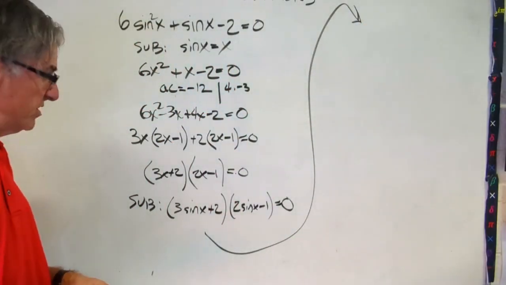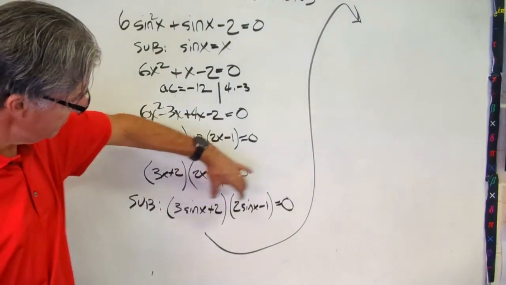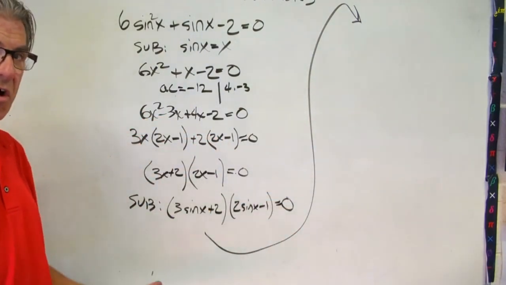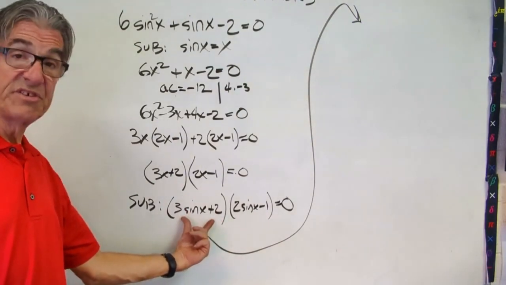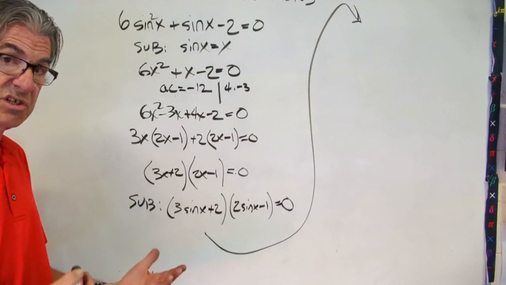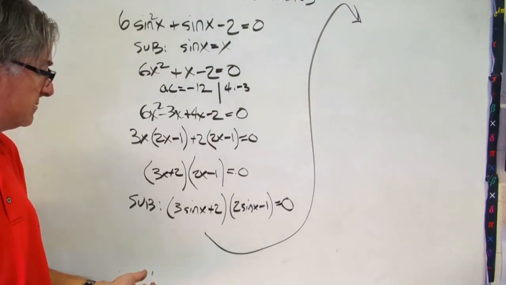Now, when you solve a quadratic and you have one term times another, we use what's called the null factor law or the zero product property. We set each term equal to 0 and solve, and that usually gives us two solutions. We might get even more with this problem.